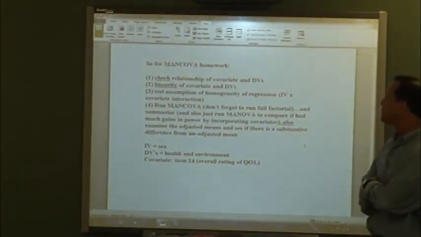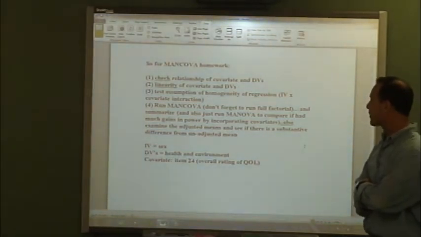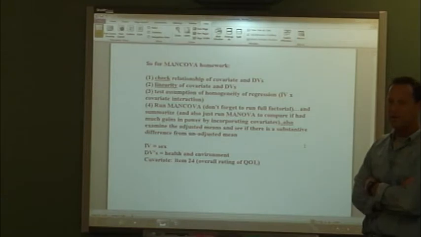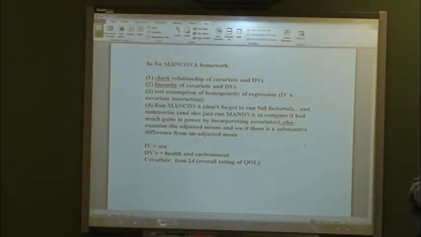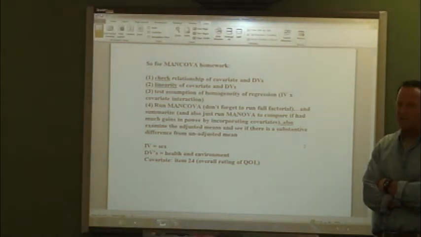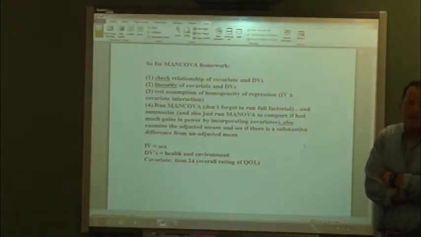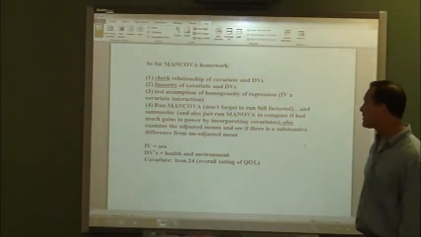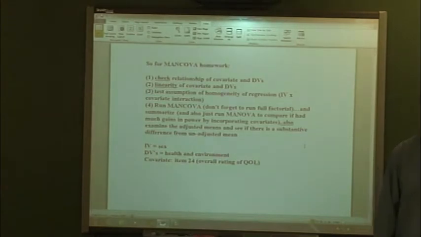You're going to test the assumption of homogeneity of regression, IV by covariate interaction. And I've shown you how to do that today. You're going to run an ANCOVA, run the full factorial, and summarize. And also, just run the MANOVA to compare if you had much gain in power by incorporating the covariates. It's a nice comparison of the MANOVA and the MANCOVA just to see if power increased, did the R squared change very much. Also, examine the adjusted means and see if you think there's much of a difference from the unadjusted means.